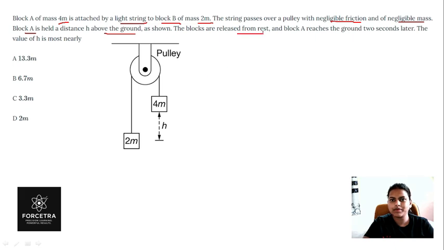So initially the system was at rest, and as soon as we release the system, A accelerates towards the ground, and after 2 seconds, time t equals 2 seconds, it reaches the ground. The value of h is what? So let's first draw the free body diagram.